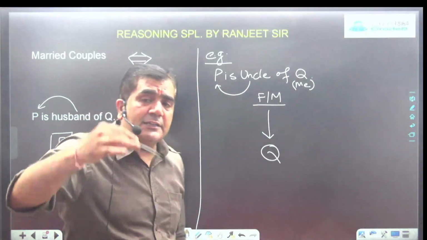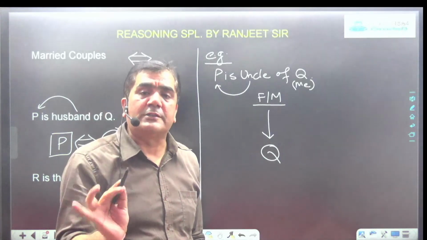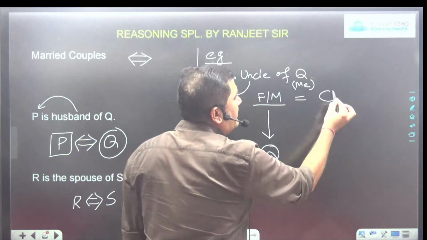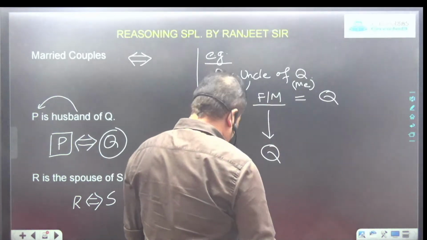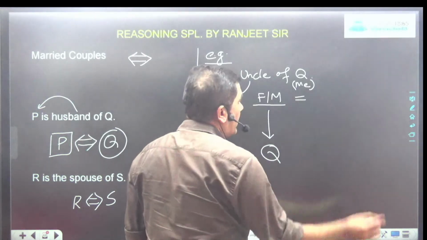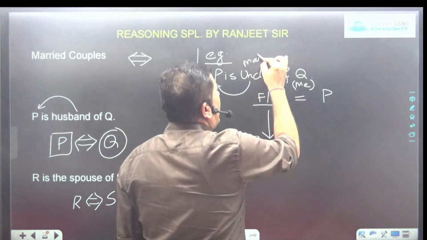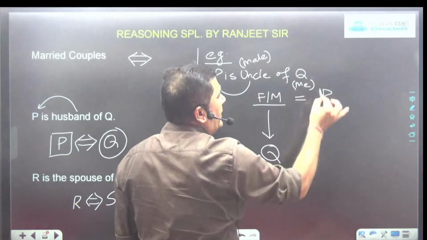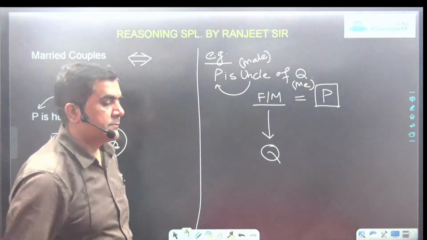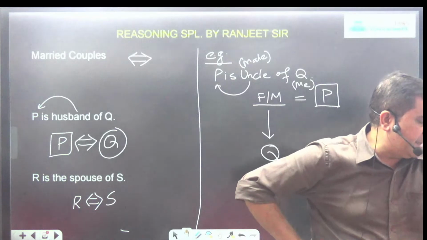And my father's or mother's brother will be my uncle. For brother, I am going to use the symbol equal to. So father, mother will be equal to, and then here comes P. Sorry, not Q, here comes P. And P is uncle, which means P will be male. So at last I am going to put one square over P. Clear everyone? Any problem? Understood, not understood?